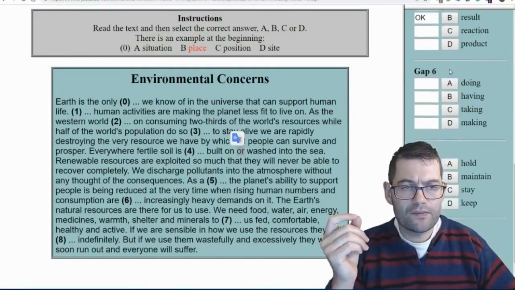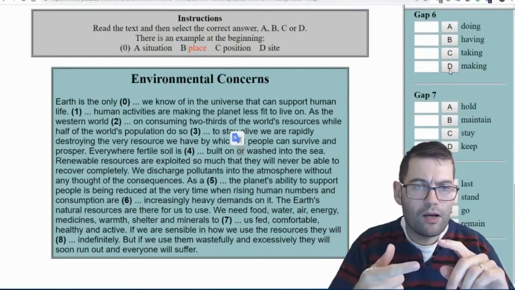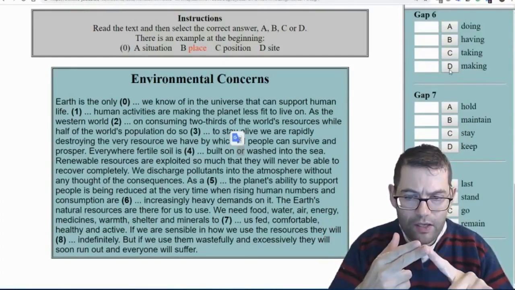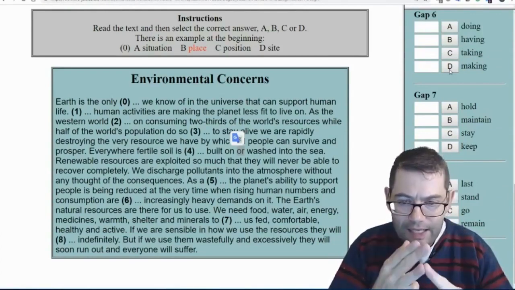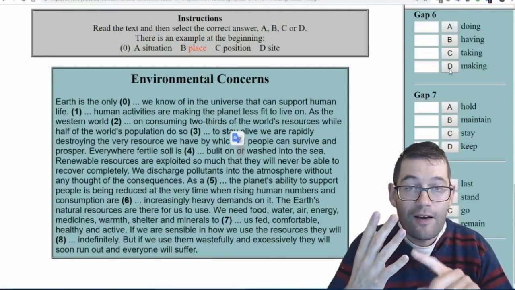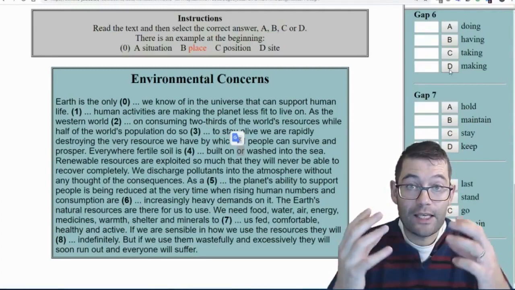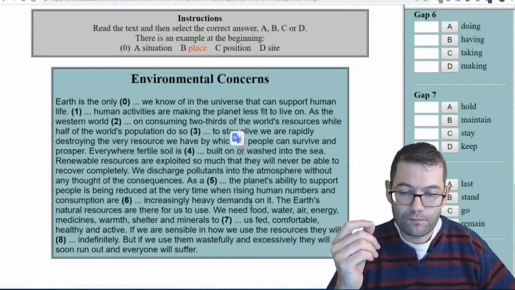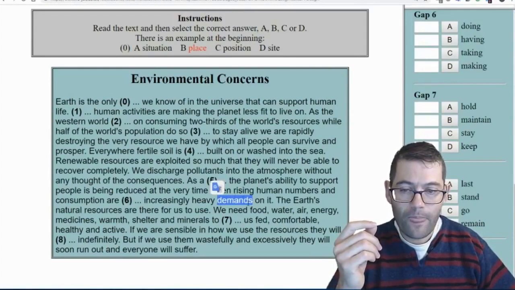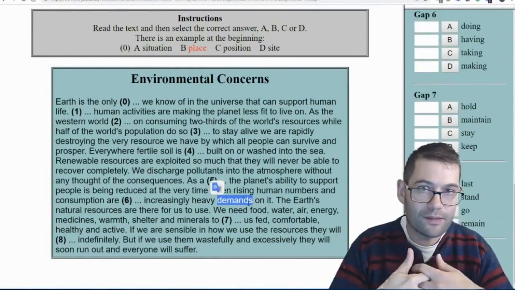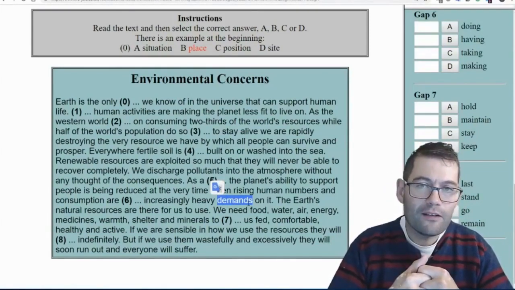Let's have a look at the answers for number 6. So are doing increasingly heavy demands, are having increasingly heavy demands, are taking increasingly heavy demands, or making increasingly heavy demands? Of course, the key here is the collocation with the plural noun demands. Can you do a demand? No, we can't. Can you have a demand? Not really. Can you take a demand?